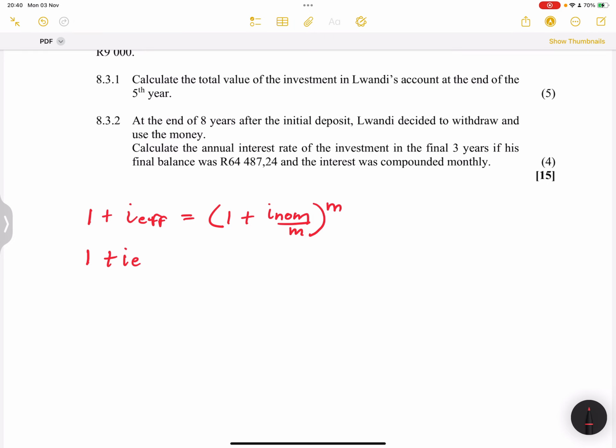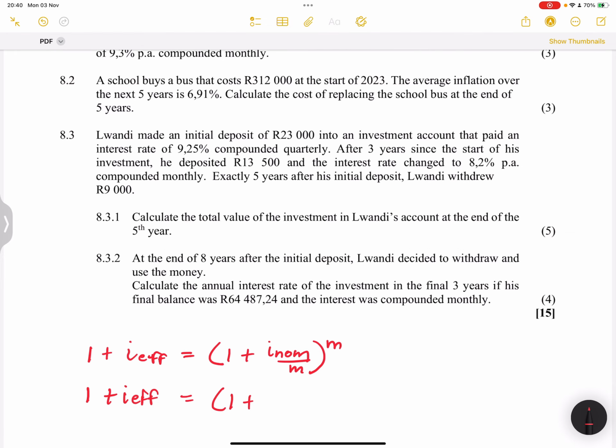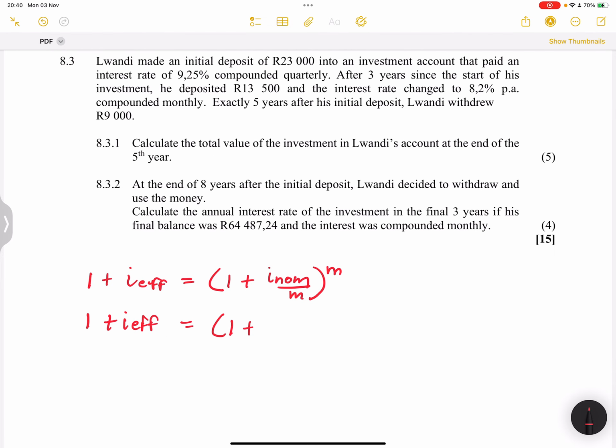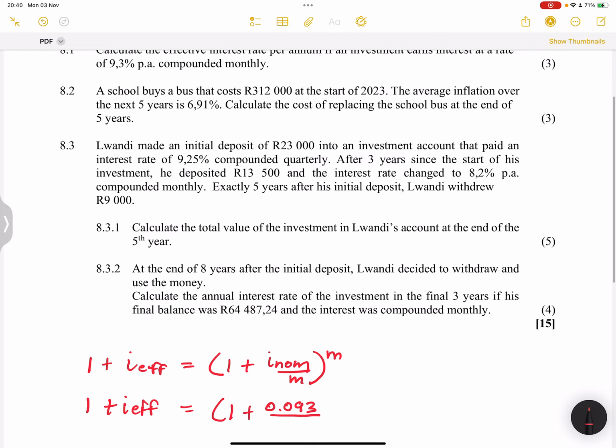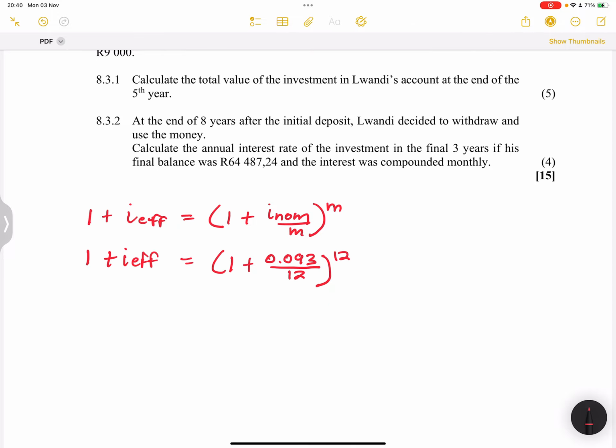Right, we're looking for the effective interest rate. Our nominal interest rate was given as 9.3%. So remember, you divide that by 100. So that's 0.093. And that will be divided by, now remember, they said it is compounded monthly, so that means that m is 12. Okay, and we are going to raise that to the exponent of 12.